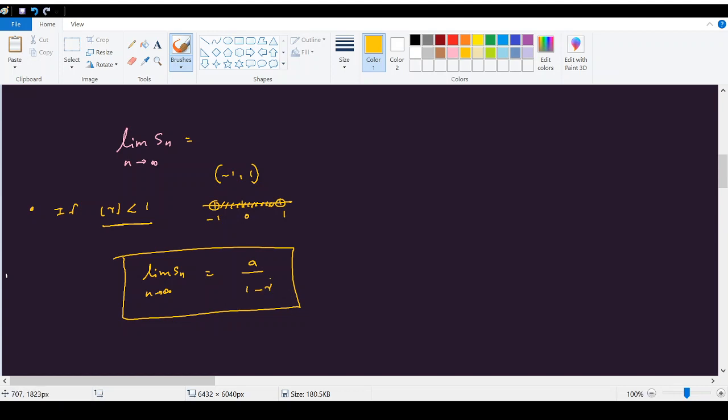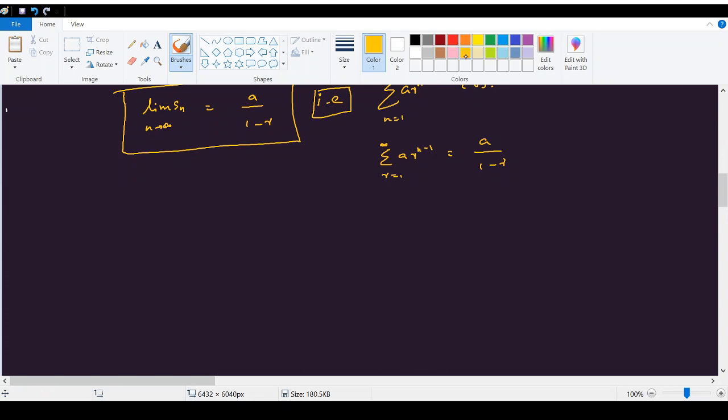In other words, the series converges. That means if the modulus of r is less than 1, the geometric series will converge. And we can also say that the sum is equal to a divided by 1 minus r. We'll do some examples.